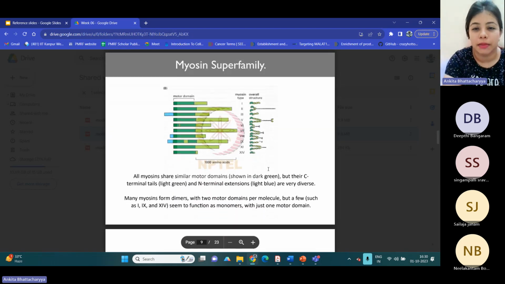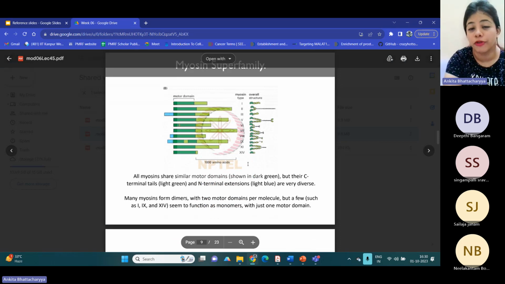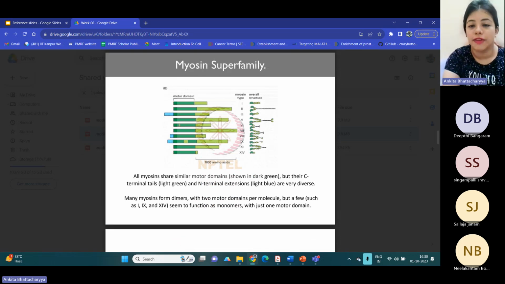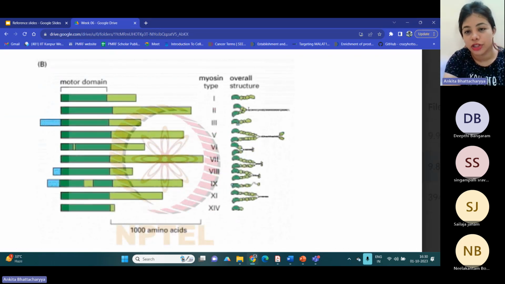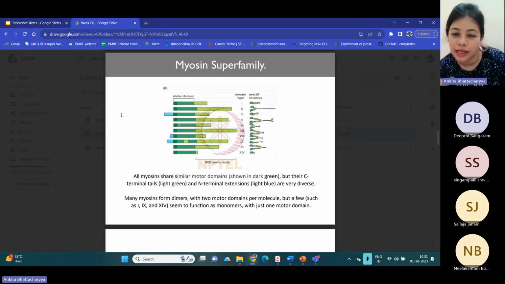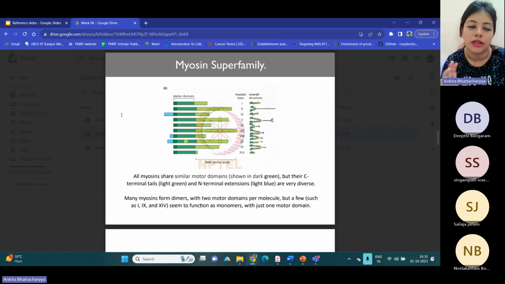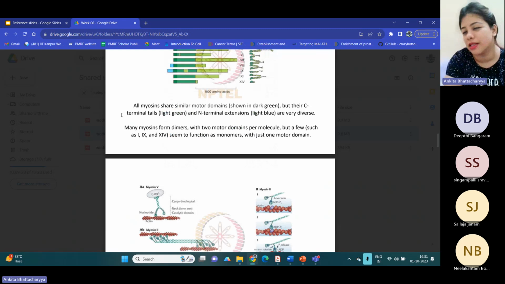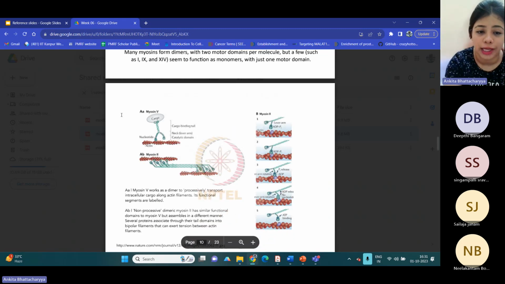And you can see that this is the myosin superfamily, which has a large number of different variants. Among these variants, if you just look at it briefly, the overall structure has a lot of variability, but it conserves certain domains. There is a largely conserved motor domain, and it has C-terminal regions and N-terminal extensions, which can vary, but effectively end up performing the same functions. Many myosins can form dimers with two motor proteins per molecule, but some can function as monomers as well, depending upon the job that they are responsible for carrying out.